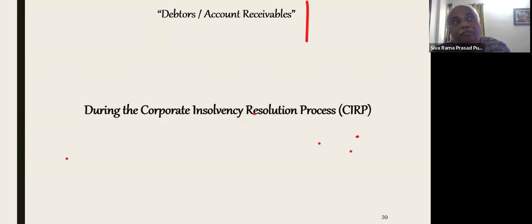So once a financial creditor has initiated CIRP on me, at the same time I have every right to recover that amount. Otherwise, it is not the principles of natural justice. Otherwise, the creditors are the losers. Haircuts will increase. So during CIRP, how to handle this one? That we will discuss after the tea break.